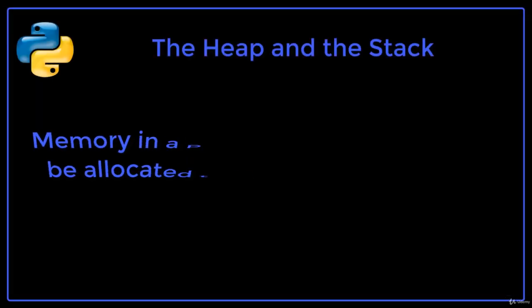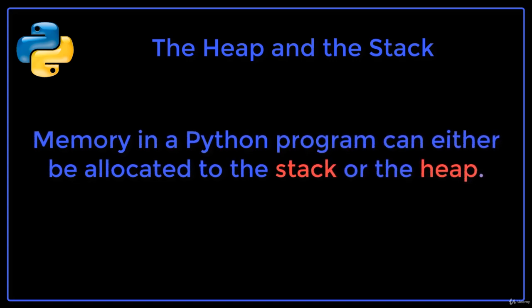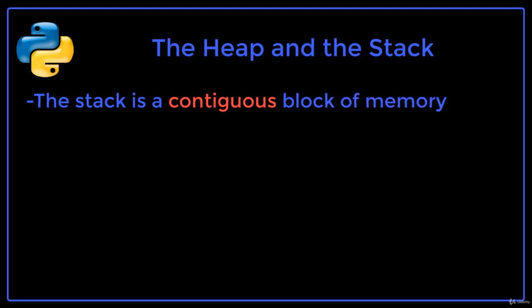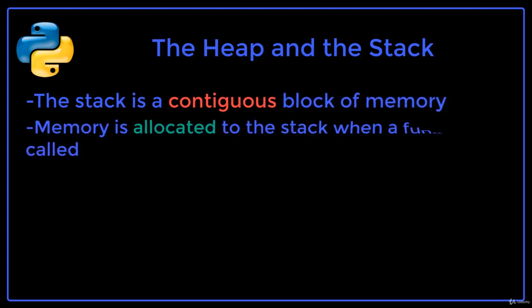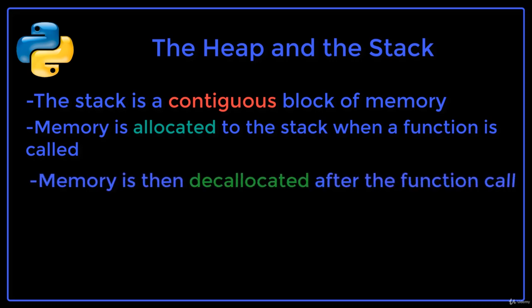In this lecture, we will learn about the heap and the stack. Memory in a Python program can either be allocated to the stack or the heap. The stack is a contiguous block of memory. Memory gets allocated to the stack when a function is called. Once the function is over, that memory is deallocated.